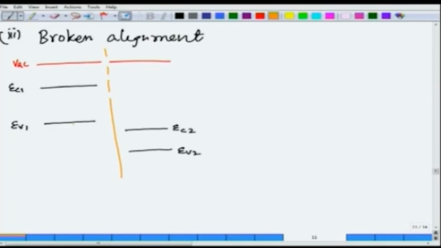and hence it is called broken alignment. Let us assume the Fermi energy to be here, p type, this is EF1, and let us take this n type, this is EF2. Deliberately I am doing that, otherwise the alignment will be too much off the screen and hence it will be difficult. And this is psi 1 and this is psi 2. This is the electron affinity of the second material.